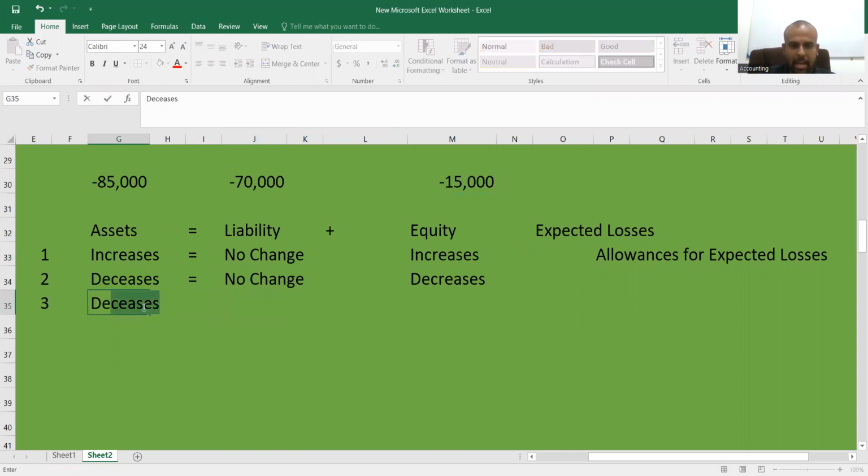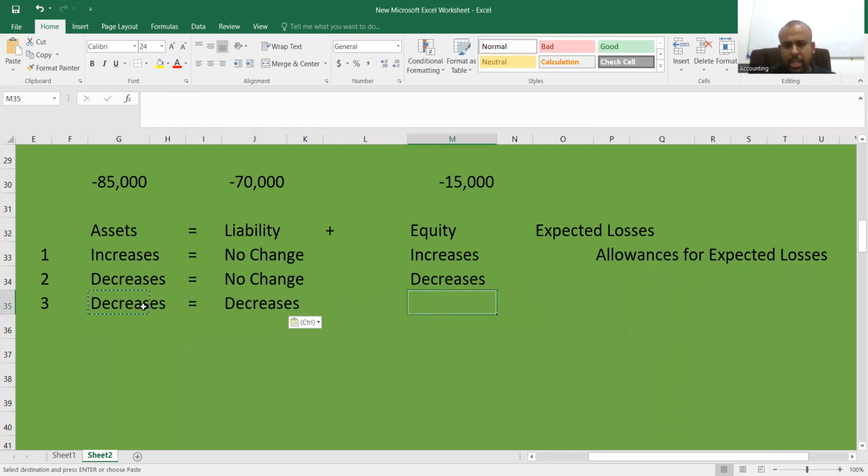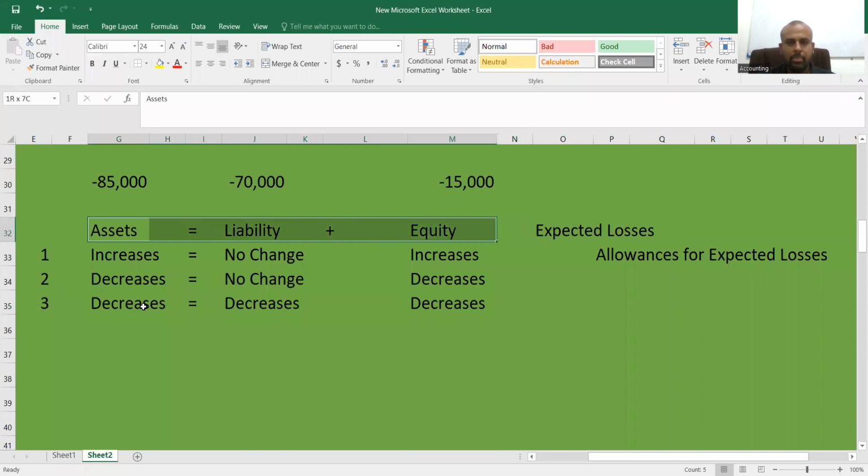When you pay the loan installment, your assets balance decreases. And liability also decreases, because from the capital portion your liability balance decreases. And due to the interest portion, equity balance decreases. Right? Due to the interest portion, your equity balance decreases.